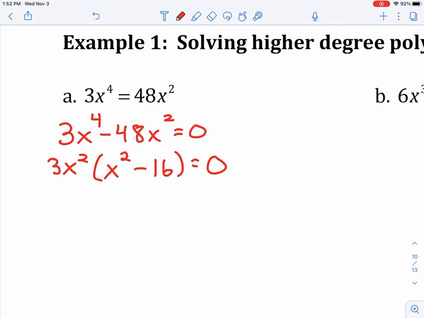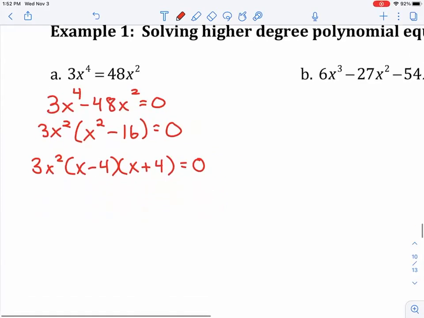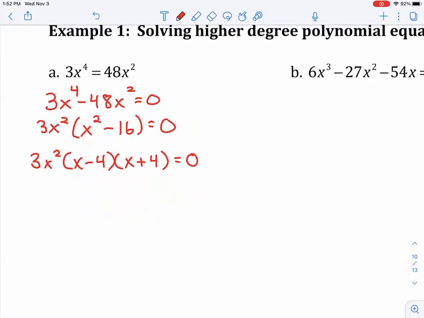If I'm missing something, or if I write out a step and you don't know where it's from or how I got that, please make sure you ask. I'm going to continue to factor this though. I see that I have a difference of squares here. So I have 3x squared, and then that's going to factor into x minus 4 times x plus 4. And now it is fully factored. So I can use the zero product property by setting all parts equal to 0, and my answers are going to be 0, 4, and negative 4.